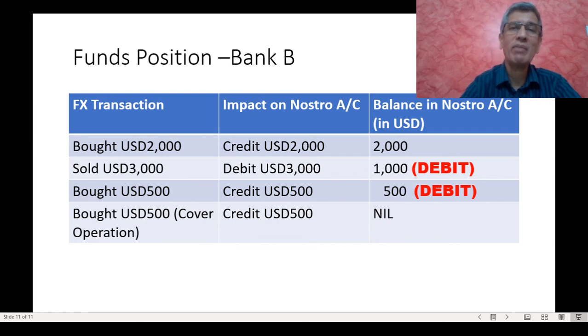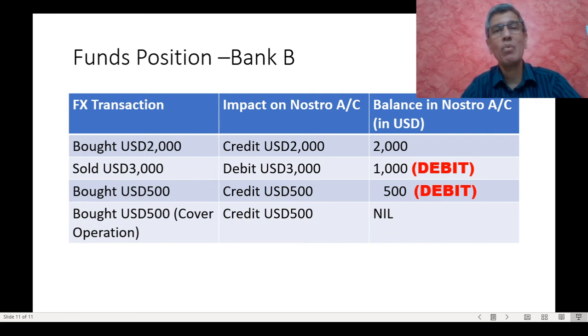Then it bought 500 US dollars. This buying will mean a credit to its Nostro account of 500 US dollars. So at the end of these three transactions, it will have a debit balance of 500 US dollars, which means that there is an overdraft on which it will need to pay interest to the correspondent bank. But as we saw earlier, an oversold position also exposes the bank to risk of foreign exchange loss. So banks undertake offsetting transactions and cover their position.